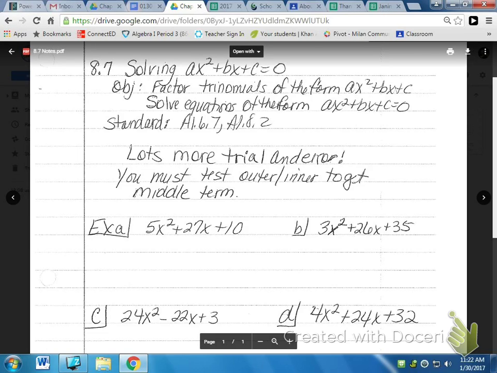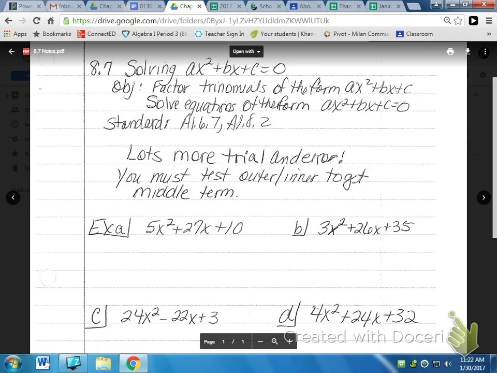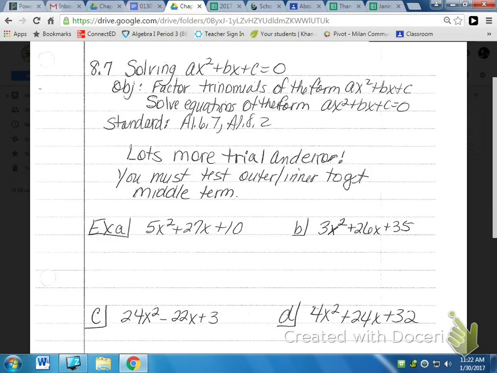Okay, we've done all the ones where the a was 1 and it was a lot easier factoring. The thing is with this, there is a lot more trial and error for you, and you must test the outer inner to get the middle term. So we follow the same steps, and I do promise the more of these you do, the better you will get at being able to pick the right ones maybe the first time. But there's nothing wrong with maybe having to do a little extra trial and error until you get to that point.